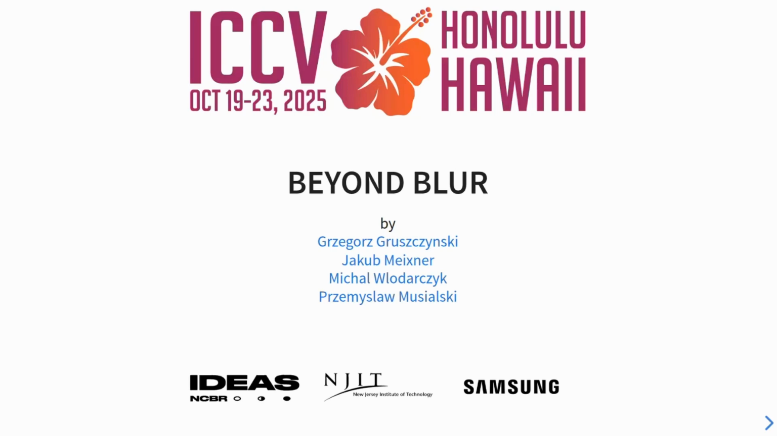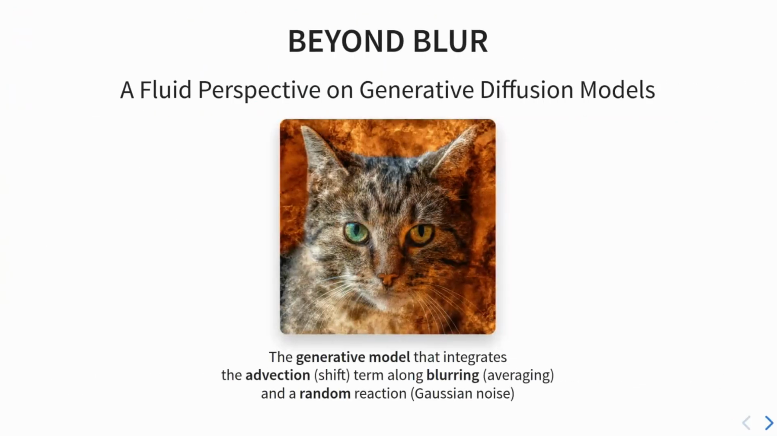Let's unpack this. Today we're doing a deep dive into some really interesting source material from ICCV 2025. This paper is called Beyond Blur, a Fluid Perspective on Generative Diffusion Models. And our goal here is to figure out how adding complex dynamics, directional flow, even turbulence helps. And also, what are the physical controls they use to get just the right amount of this controlled chaos? It's a really neat conceptual shift.